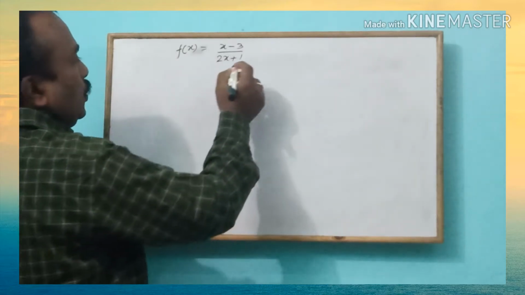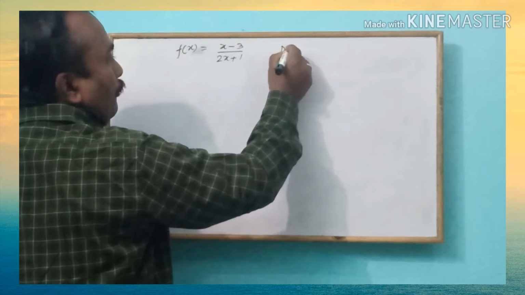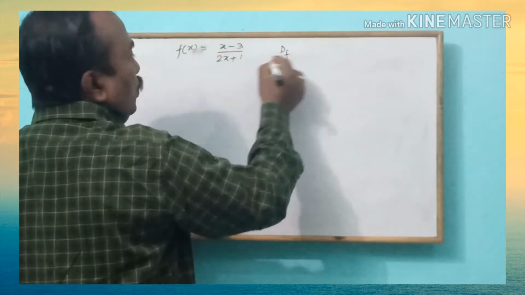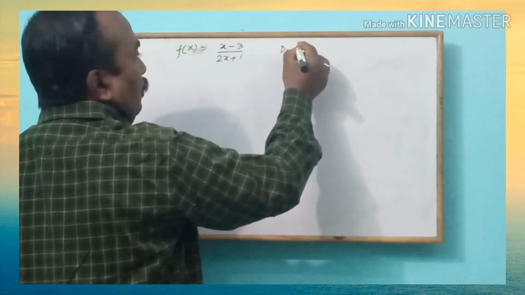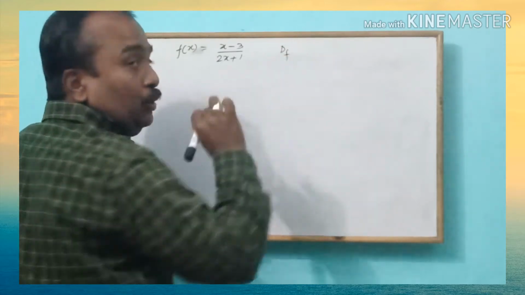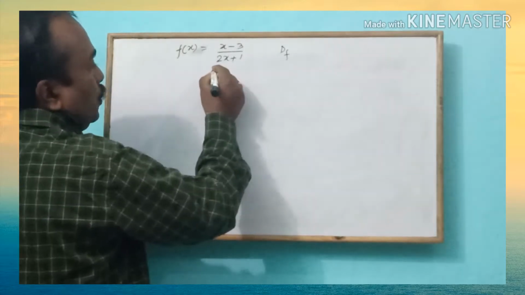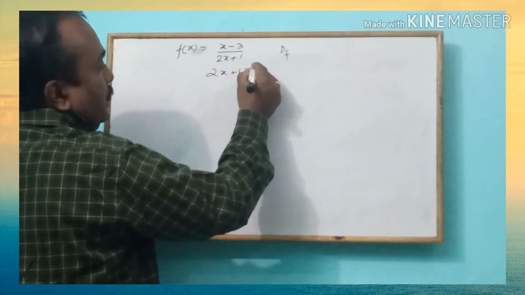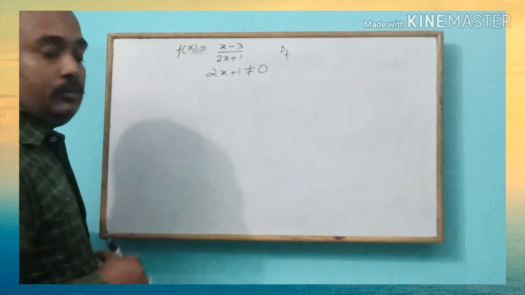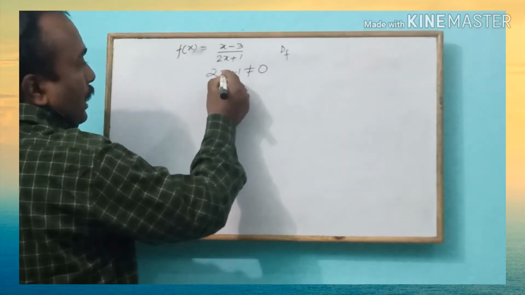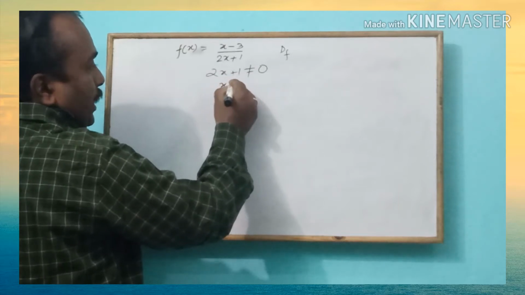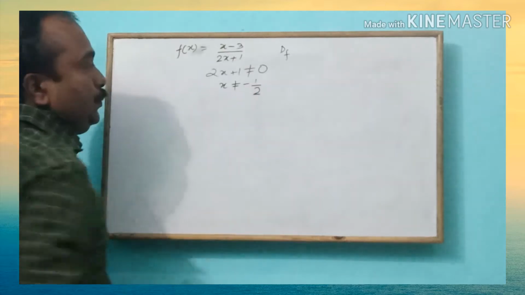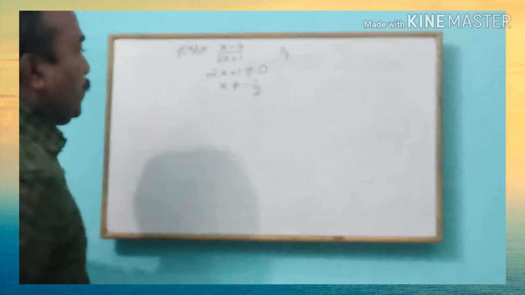Is it okay? So we have to find the domain of f. What should be the values of x? That is what we are trying to find. That will be possible only if 2x + 1 is not equal to 0. So x should be not equal to -1/2, since 1 is transposed and divided by 2.